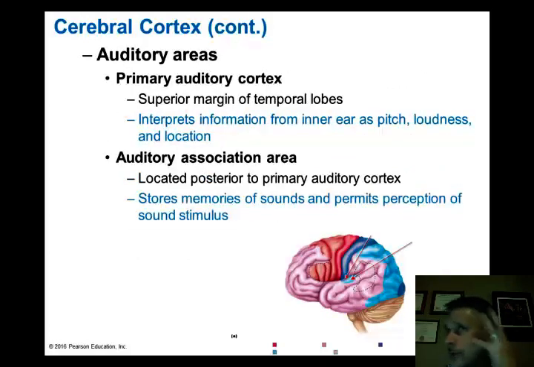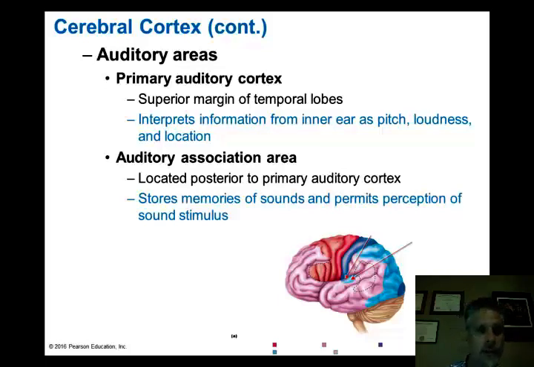Auditory areas are going to be located near the ear, so that's a little bit more convenient. So the primary auditory cortex is giving you the typical qualities of sound, the pitch, the loudness, whether it's a high pitch or low pitch, things like that, and where it is. There are some reflexes associated with that as well.